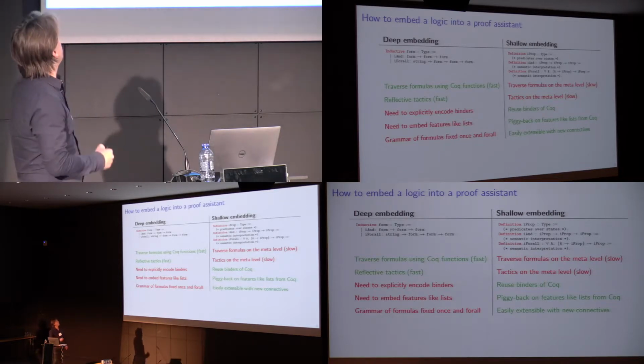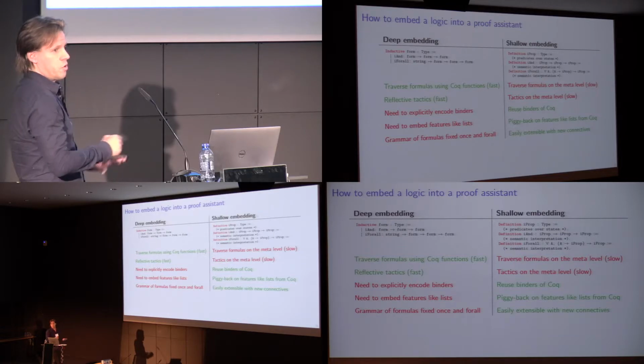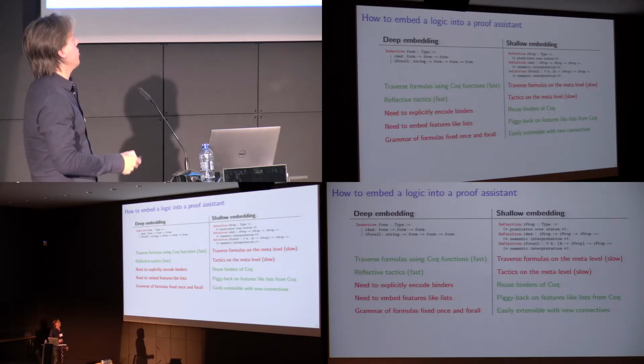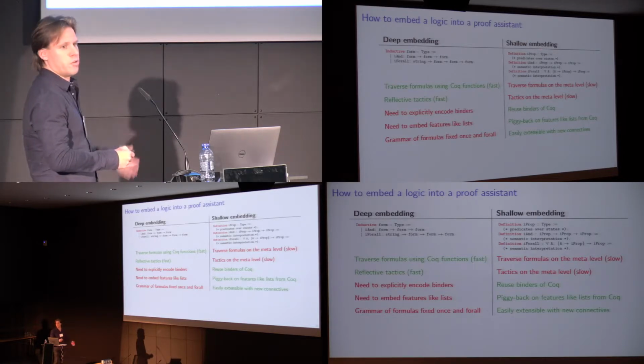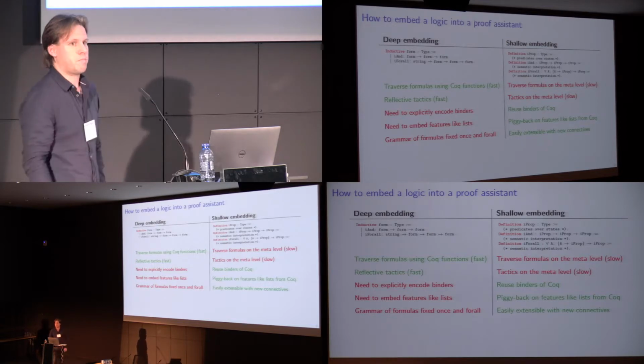The other issue is that if you look at the deep embedding, once you write this inductive data type, your logic is fixed. You cannot add other connectives to it. Whereas in the case of the shallow embedding, you can just define other connectives, give them a semantic interpretation, and you can really grow your logic if you wish.